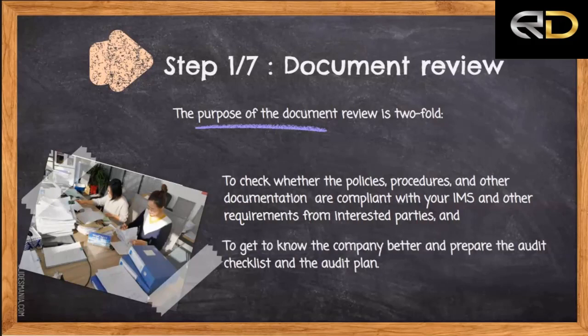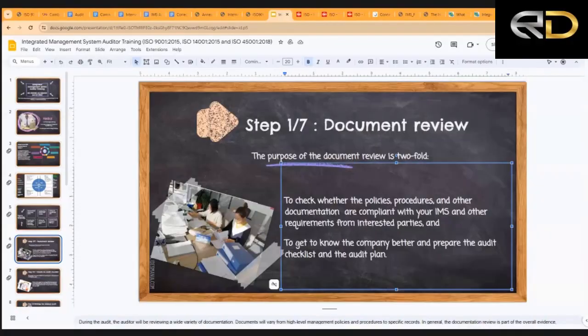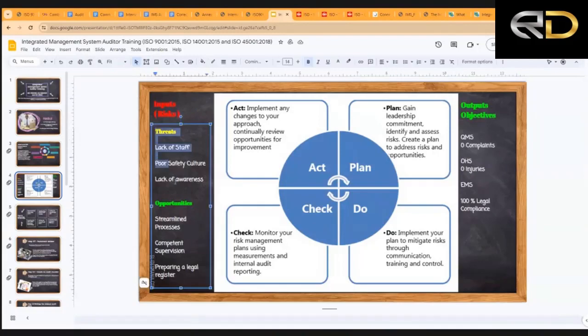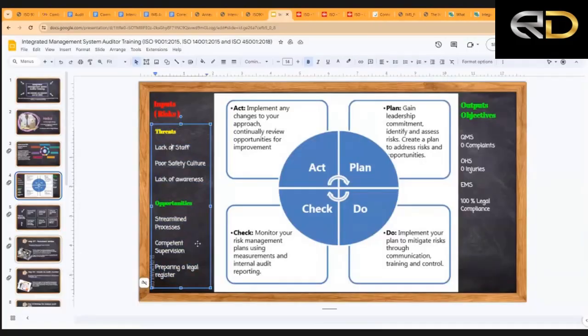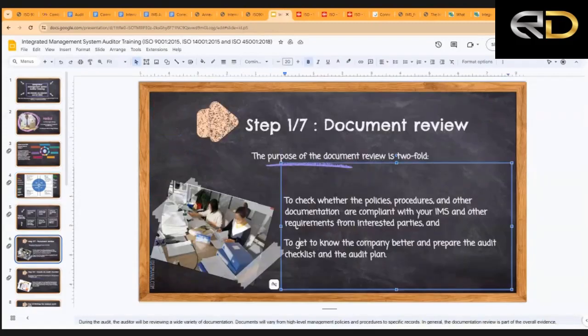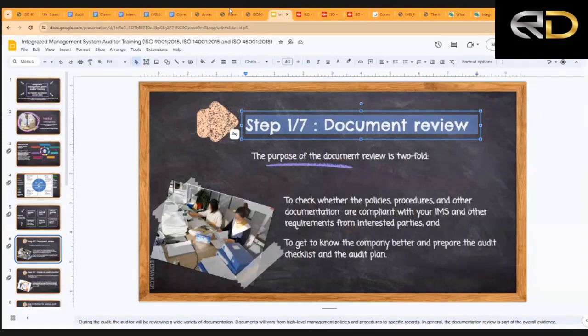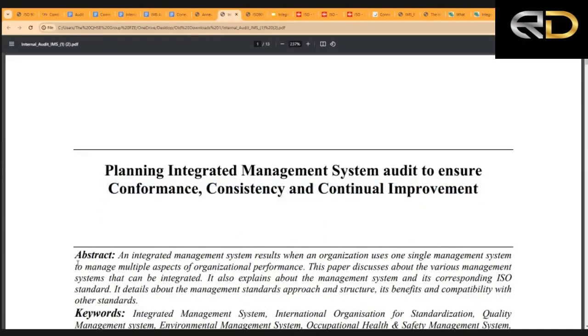And then the second thing now, after documented information review, this is going to help you to get to know the organization better and also prepare the audit checklist and the audit plan. Before I show you which documents to request, when I say to get to know the company better, I'm talking about this section. These threats and opportunities are going to be revealed after requesting documented information. When you request documented information, these documents I'm going to show you, you are going to understand the type of threats and opportunities an organization faces, and that is exactly what you need to do here. So when you are doing your documented information review, you are basically looking for two things as an auditor, okay?